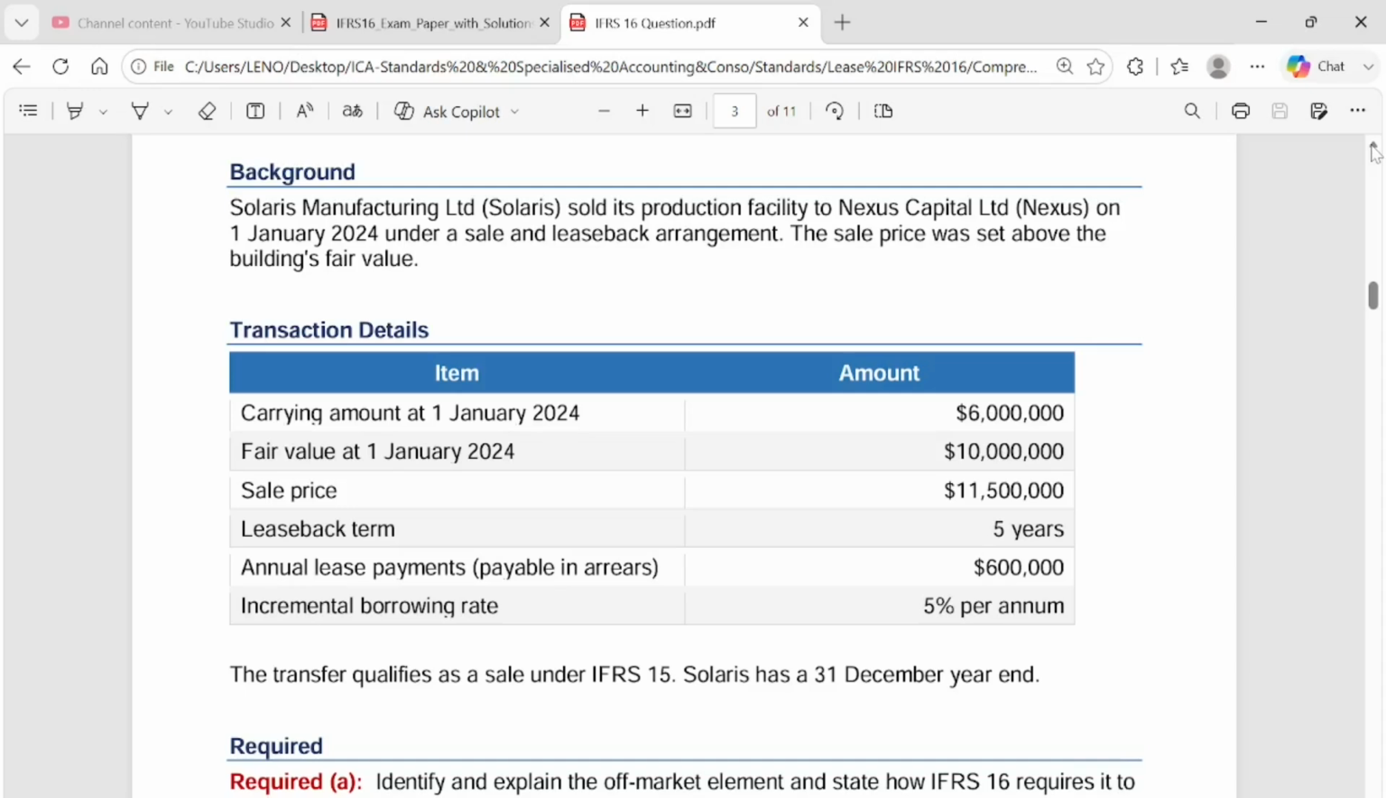Let us look at this question. We analyze it and then find out what type of lease arrangement this is. We can give our suggested solution to the question.